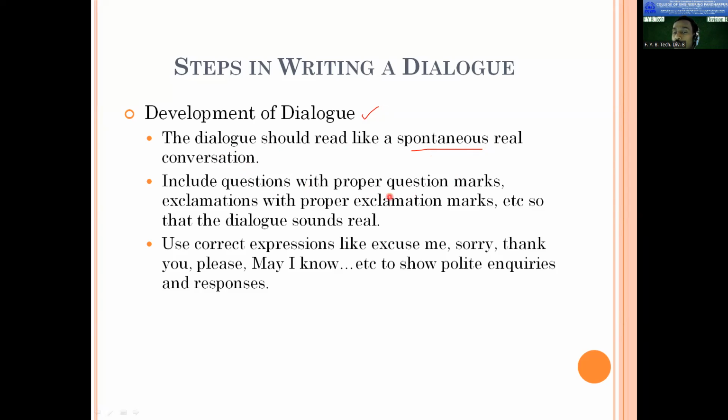Include questions with proper question marks, exclamations with proper exclamation marks, etc., so that the dialogue sounds real. So these are the things that you have to take care of in your writing.